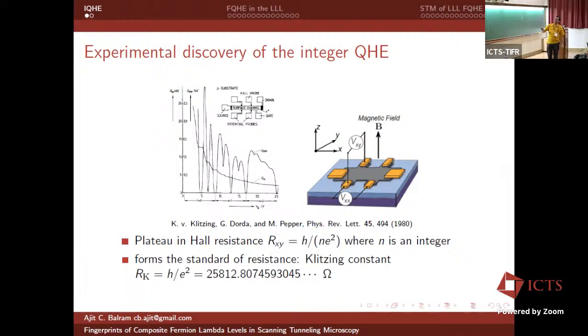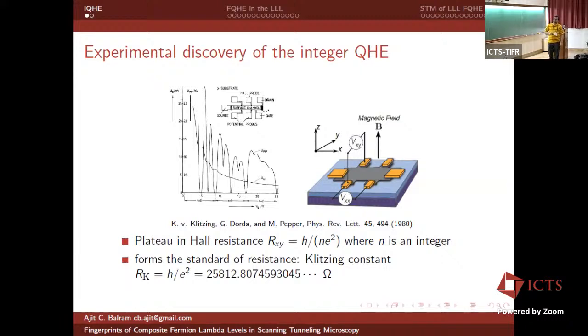So there's this plateau at 1, 2, 3, and so on. And the amazing thing about this discovery is that it does not depend on details of the sample. Whether you have samples as different as gallium arsenide, graphene, and so on, you get the same effect. What kind of disorder you have in the sample also doesn't matter. What kind of geometry you put in the sample also doesn't matter. So it's a very topological and very robust phenomenon.